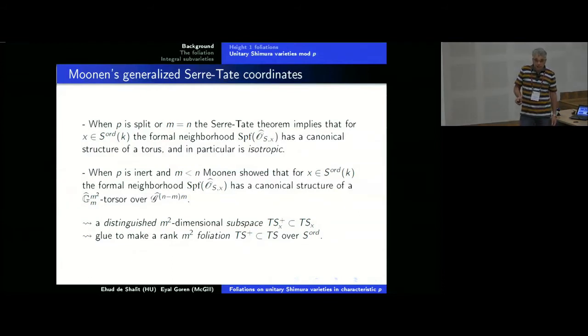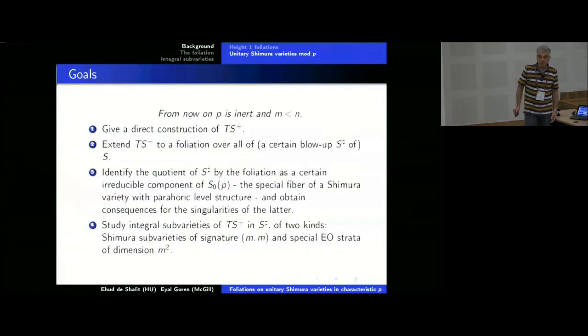In fact, it's not difficult to show that these m squared dimensional subspaces, remember that the dimension here is n times m, glue together to make a rank m squared foliation T_S plus. In other words, you have to prove that this thing varies nicely and that it's closed under Lie brackets and the p-power operation. And now I can tell you our goals in this talk. From now on, p is inert and m is less than or equal to n. You can take m equals n, but all that I'll be saying is trivial in this case. So the interesting case is m less than n.